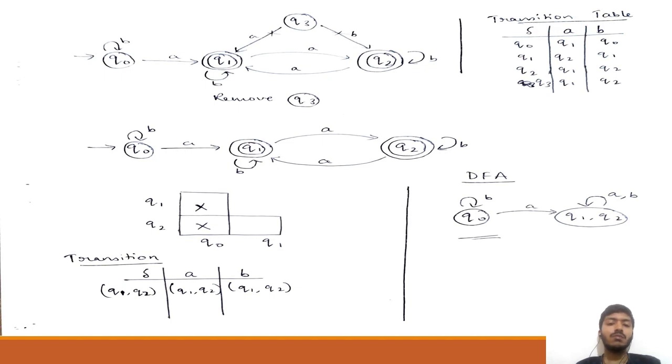The next step would be to check the pairs. For example, if there are q0 and q1, just for a single pair, just as an example, if one of them is a final state and the other is a non-final state, then we'll accept the pair and put a cross mark against it.